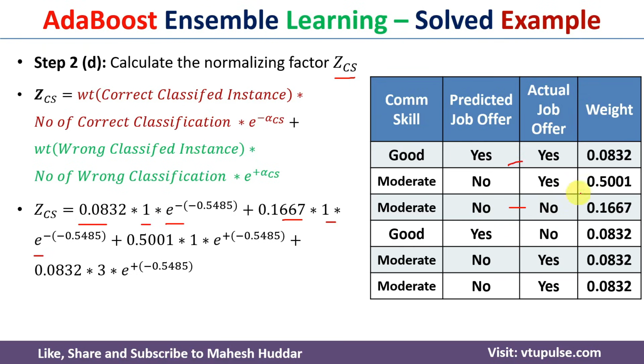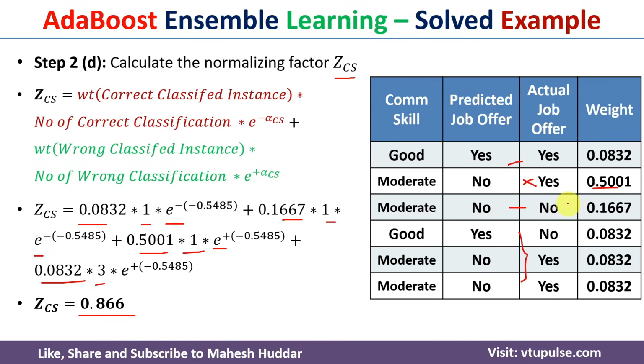Now coming back to the incorrect classifications. Out of incorrect classifications, for this one the weight is different. For these three, the weight is different here. So for this one, I will consider 0.5001. That's only one incorrect classification. E raised to plus the alpha CS we have, that is minus 0.5485 here, plus 0.0832, that's this one. There are three instances, e raised to plus minus 0.5485 here. Once you solve it, you will get 0.866 as the normalizing factor here.